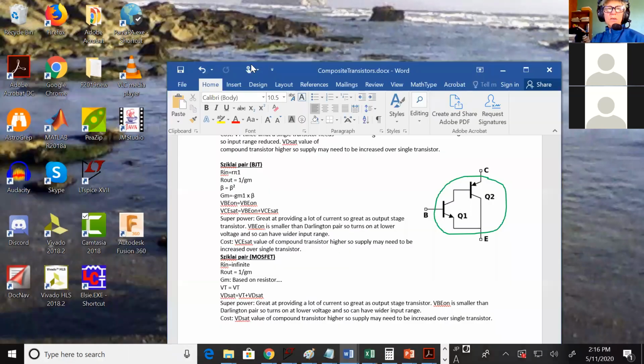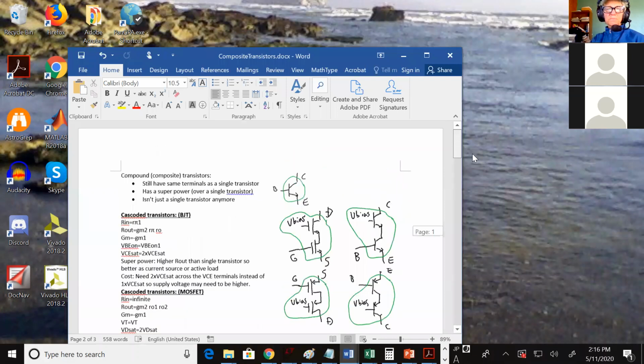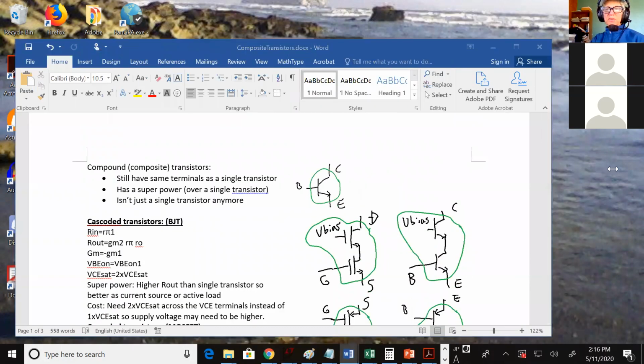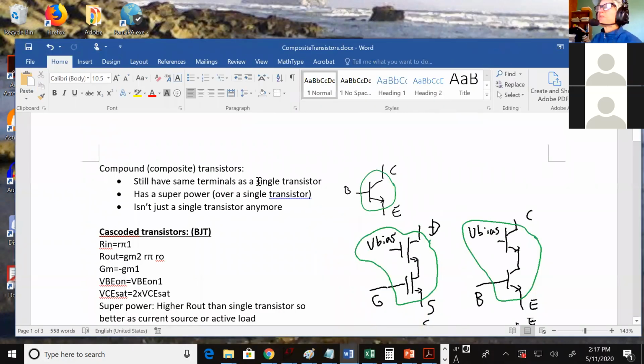Okay, so I don't have slides for this, but I made a handout. What we're going to be talking about is compound transistors. A regular transistor looks like this, and has a collector, a base, and an emitter. And I drew a circle around it. When you are using a single transistor, you connect it to the other parts of your circuit at either the collector, the base, or the emitter. So there's only three places you can connect another circuit to a single transistor. And for a MOSFET, it's the drain, gate, or source.